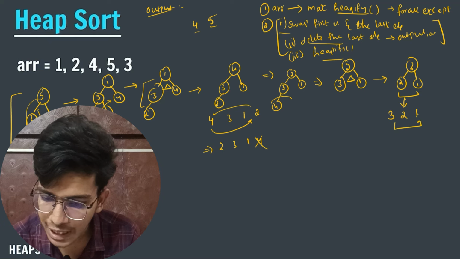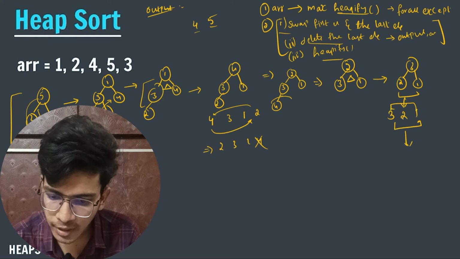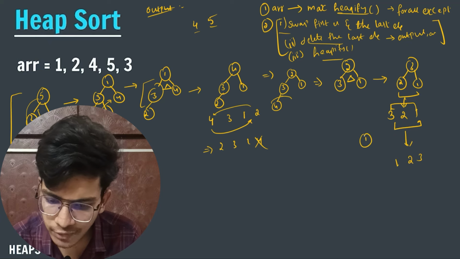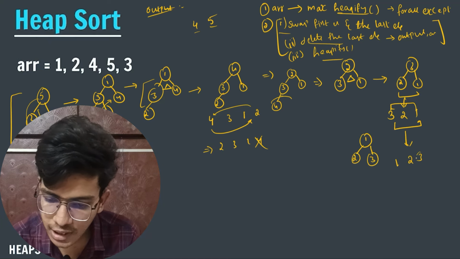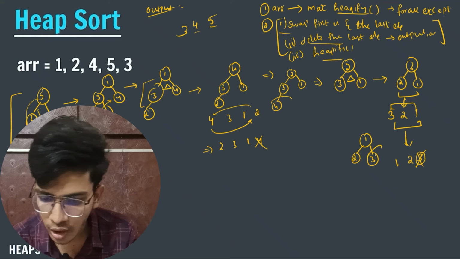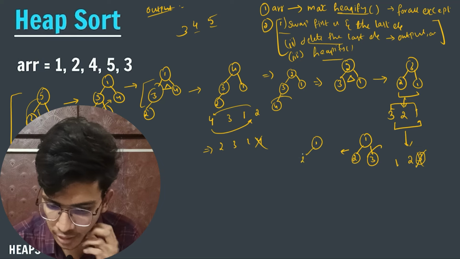Again swap the element with this. Now after swapping, my array will become something like this, 1, 2, 3, and its diagrammatic representation will be 1, 2 and 3. Now here what is the last element? 3 is the last element. Delete it and print it. Now after it, my elements in the heap is this 2.